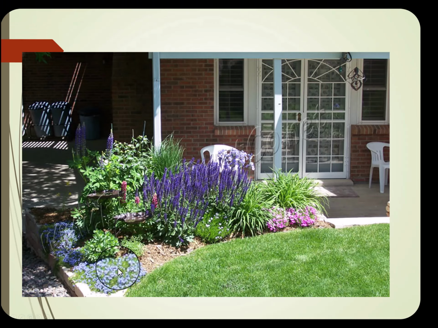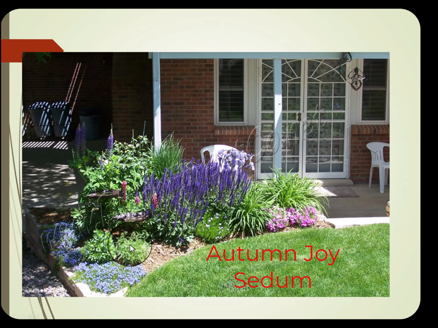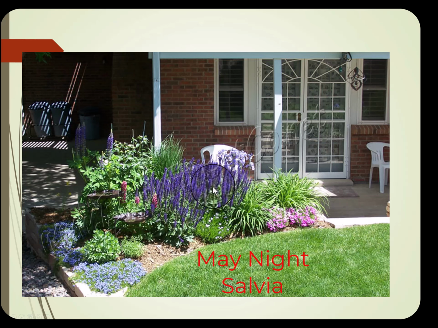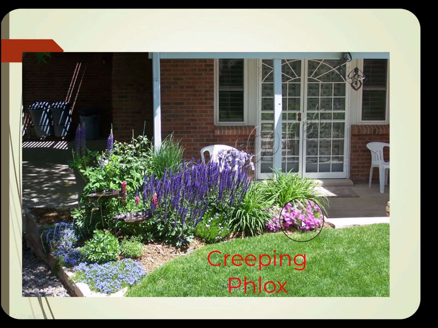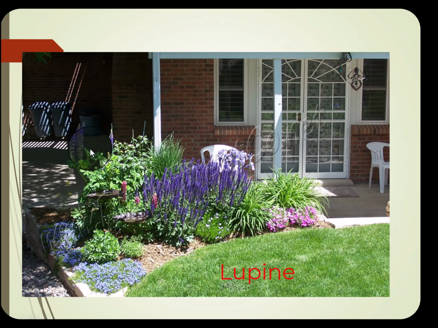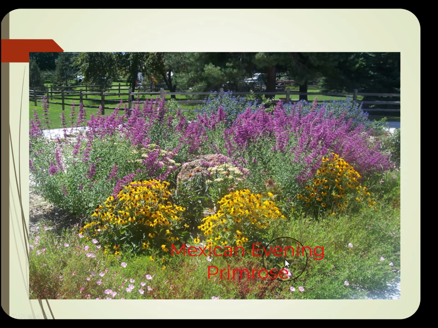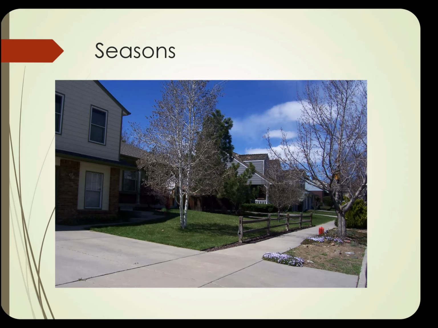And here we did the same thing, but on a smaller scale. So we have low ground covers, Turkish Veronica, and then we had the next level, which was some Autumn Joy Sedum, and here you can see the May Night Salvia really taking off. We had some daylilies. I think this was Creeping Phlox, and some lupine. Then here was the same. We had some Mexican Evening Primrose, some Black-Eyed Susans, followed by some Agastache, and then in the back, some Dark Night Spirea.